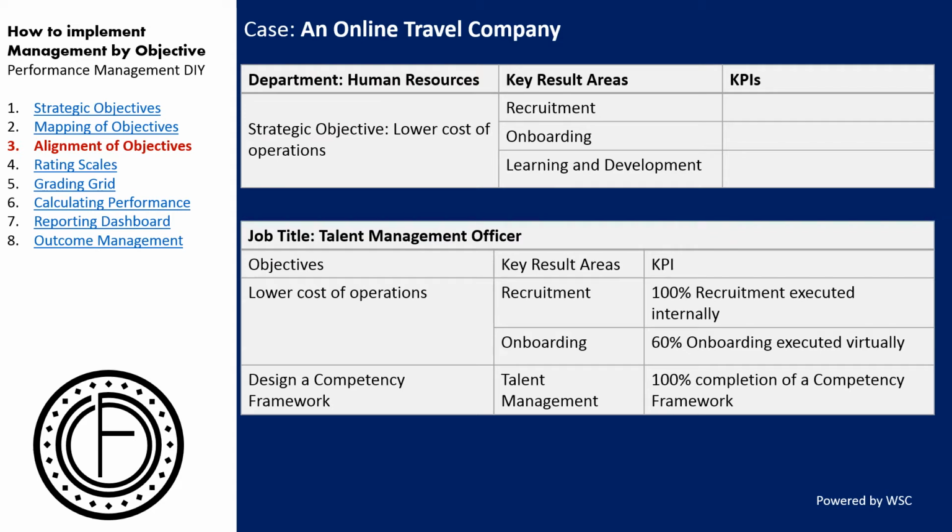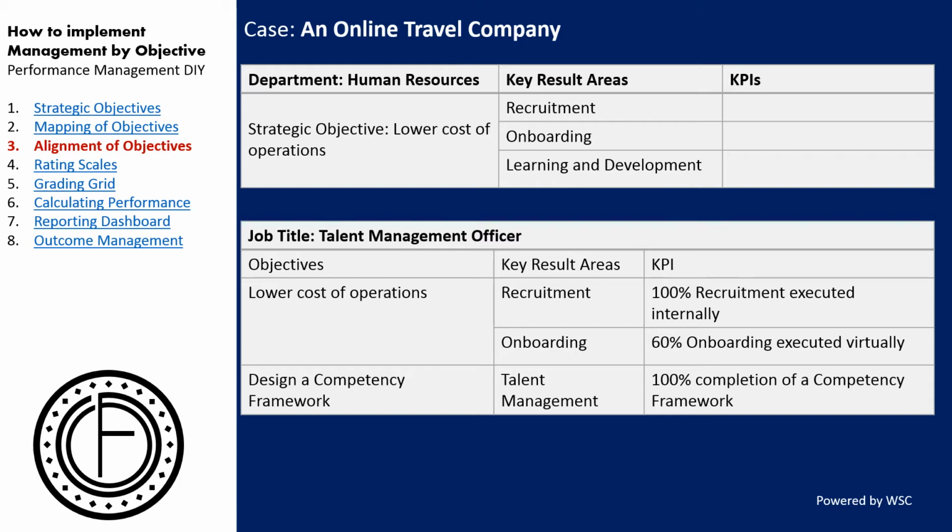So what is being said here is that Mr. Talent Management Officer, what you need to do is look at our portfolio or our curriculum or activities around onboarding and ensure that 60% of what we do will be deployed virtually. So that's a KPI for the Talent Management Officer. It's also important that in coming up with all these KPIs, there is need for milestones, there is need for timelines as well.